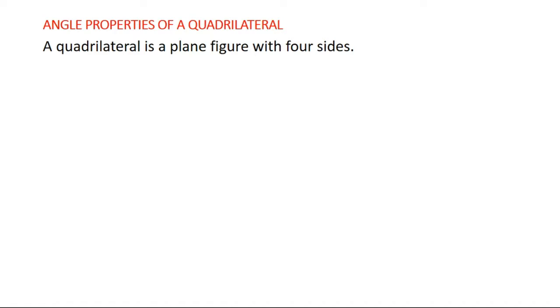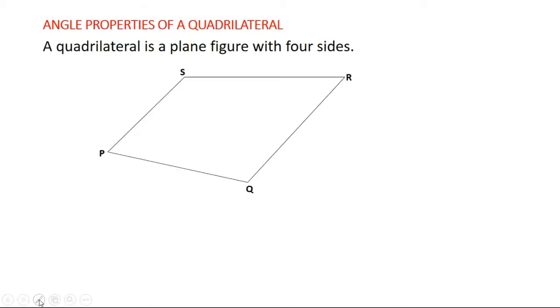If you watch the video on mensuration, we considered different types of quadrilaterals: squares, kites, rhombus, and we looked at the properties of these. In this video, we are going to consider the angle properties of a quadrilateral as a whole. That's what we are going to consider. So let's say we have this quadrilateral here. We have this four-sided plane figure.